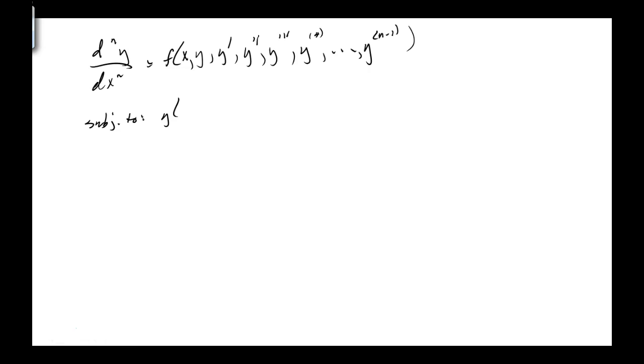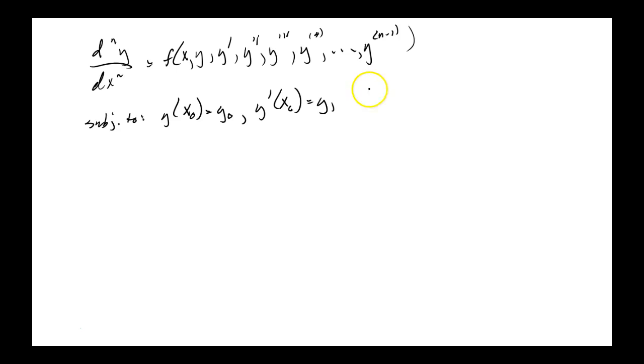All right. Subject to this, y evaluated at x0 is some value y0. y prime, let's see, they put commas in between, y prime evaluated at the same value x sub 0. That's important here. Is equal to some y1.